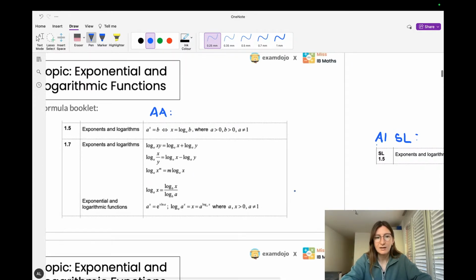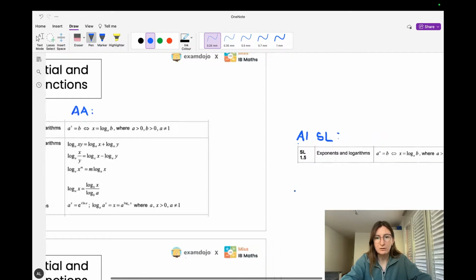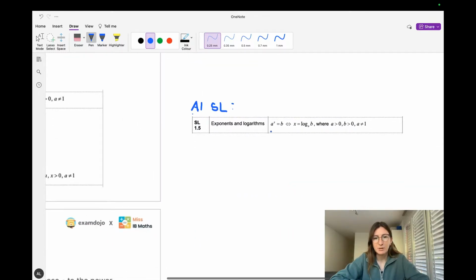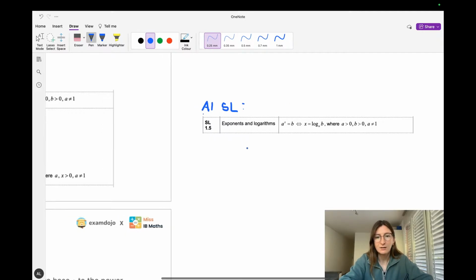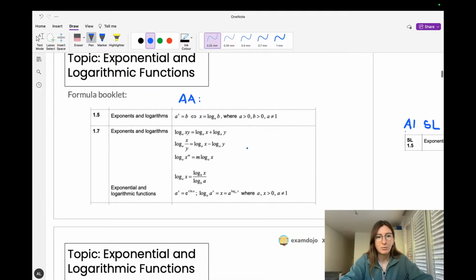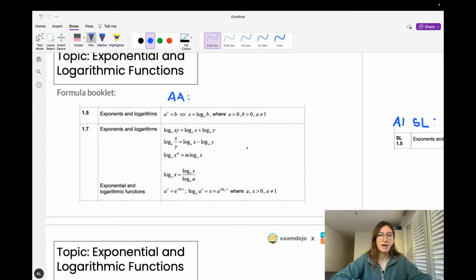In AI SL, you don't need to know log laws. You only need to know how to change between exponential form to log form or vice versa. So that's all you need to know for AI SL. Everything else will be done by the calculator. But if you're in AA or in AI HL, you need to know these log laws.